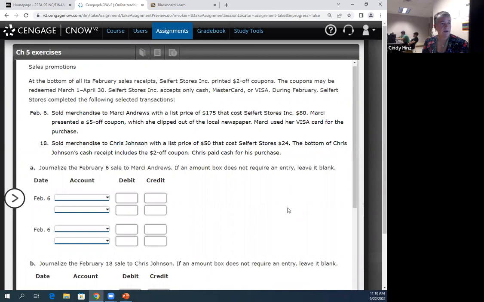They sold merchandise to Marcy Andrews with a list price of $175 that cost Seifert Stores Incorporated $80. Marcy presented a $5 off coupon, which she clipped out of the local newspaper, and she used her Visa card for the purchase. We've got a lot going on in this exercise. There are a bunch of different pieces to what happened here with Marcy. And so first, we need to report the sale, and then we're going to report the cost of that sale.